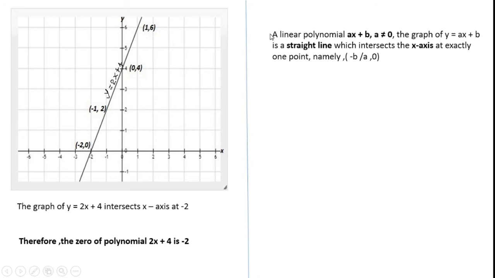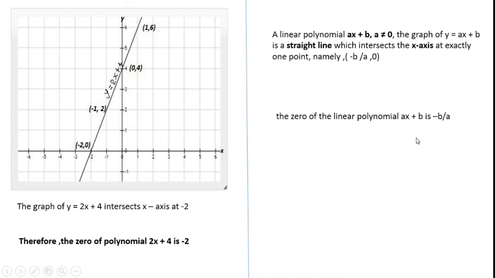In general, we can say that for a linear polynomial ax plus b, the graph of y equals ax plus b is a straight line. See here, this is a straight line. And it intersects the x-axis at exactly one point. See, it intersects the x-axis at exactly one point. That point is minus b by a. So this minus b by a is the zero of the linear polynomial ax plus b.